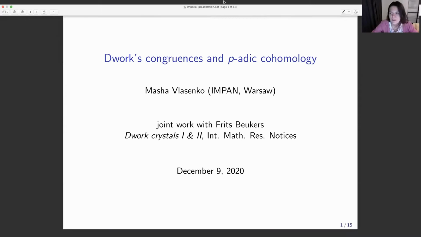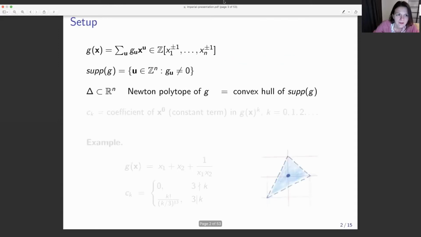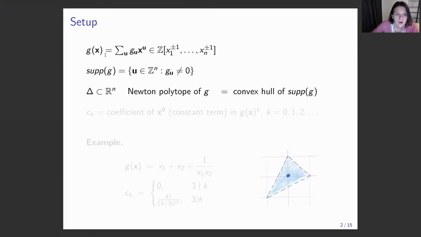So I will start with explaining what Dwork's congruences are. This is a phenomenon which I want to explain in this talk, and this is a particular application of our work with Frits Beukers. So my setup is as follows. We have a Laurent polynomial in n variables with integral coefficients.